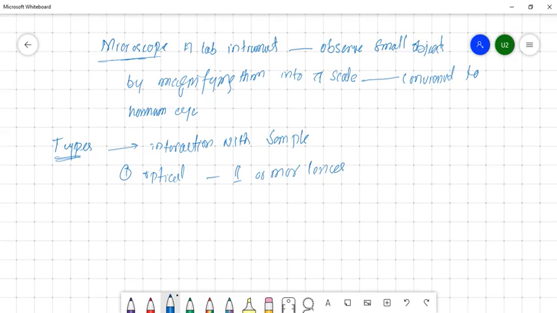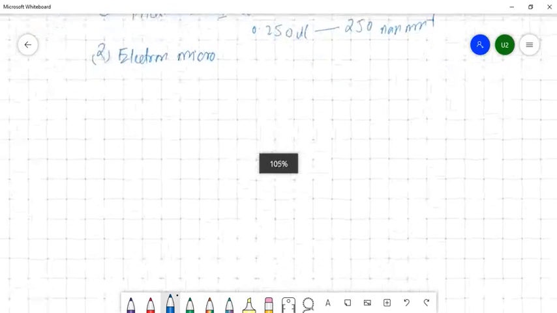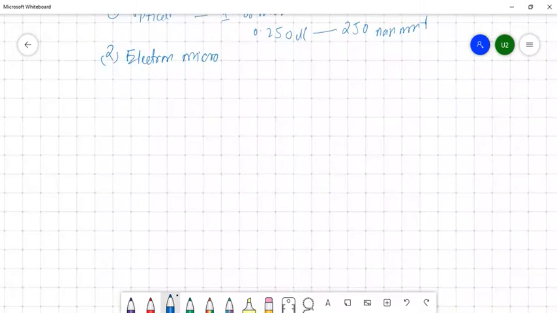इसकी जो मैग्नीफाइंग रेंज है ये ऑप्टिकल वाले की ये तकरीबन 0.250 माइक्रोमीटर से लेकर 250 नैनोमीटर तक ये मैग्नीफाई कर सकते हैं स्मॉल थिंग्स को. नेक्स्ट वी हैव इलेक्ट्रॉन माइक्रोस्कोप.